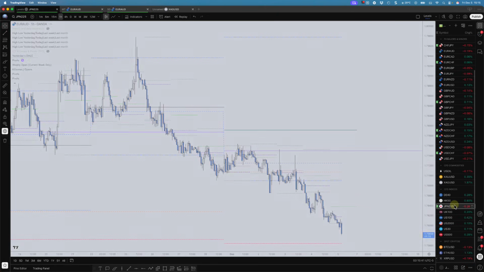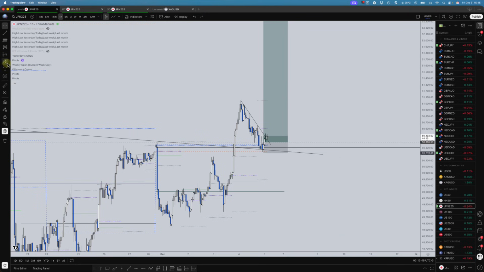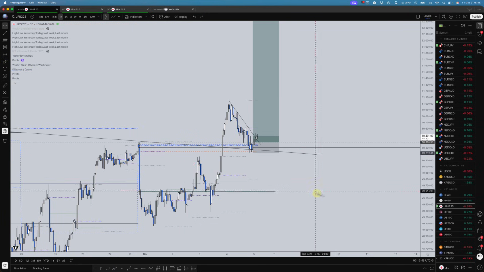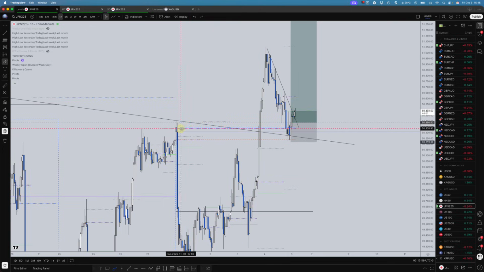For example, I have taken a long here in the Nikkei for various reasons. But if you look at the level situation, we have last week's high here, this blue line. We have this week's open here. We have the monthly open down here. Yeah, it could also be up here, together with the weekly open. Sometimes the indicators are a bit messy, but the general area is what's important.